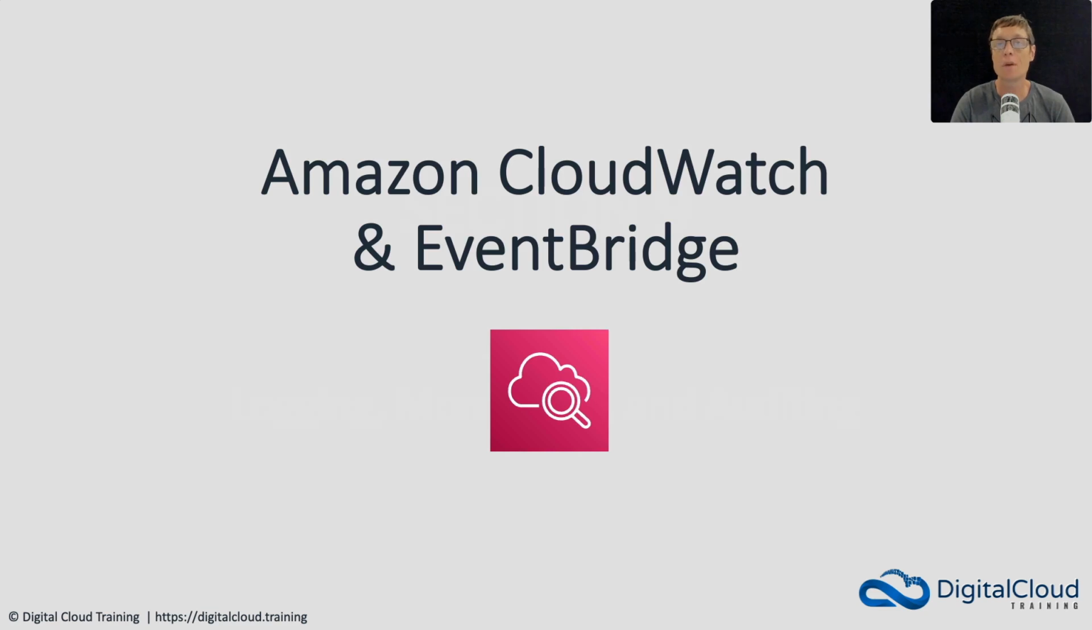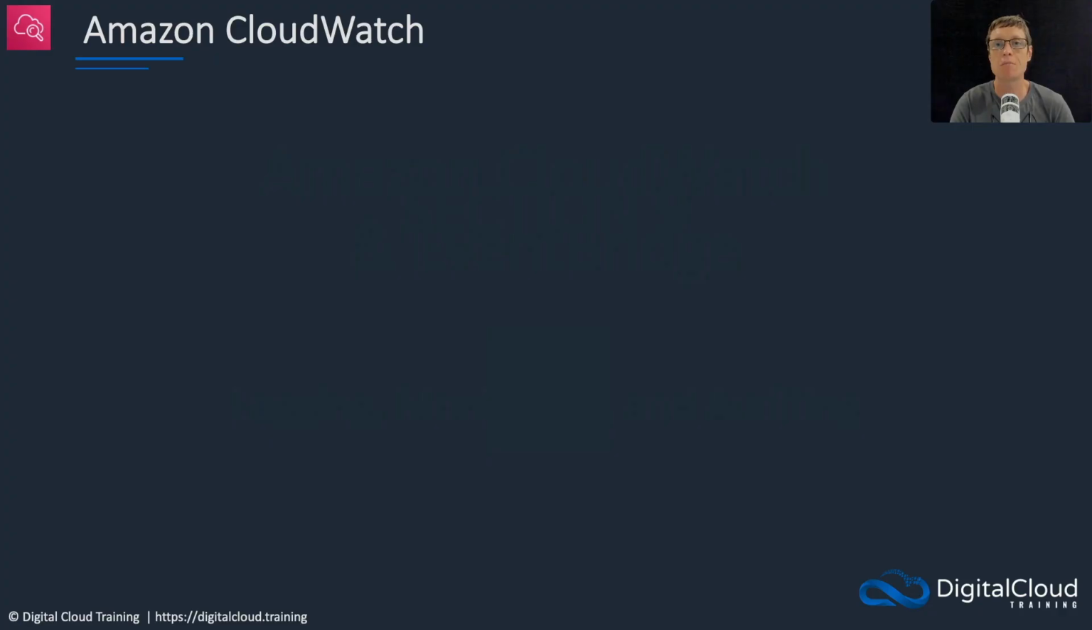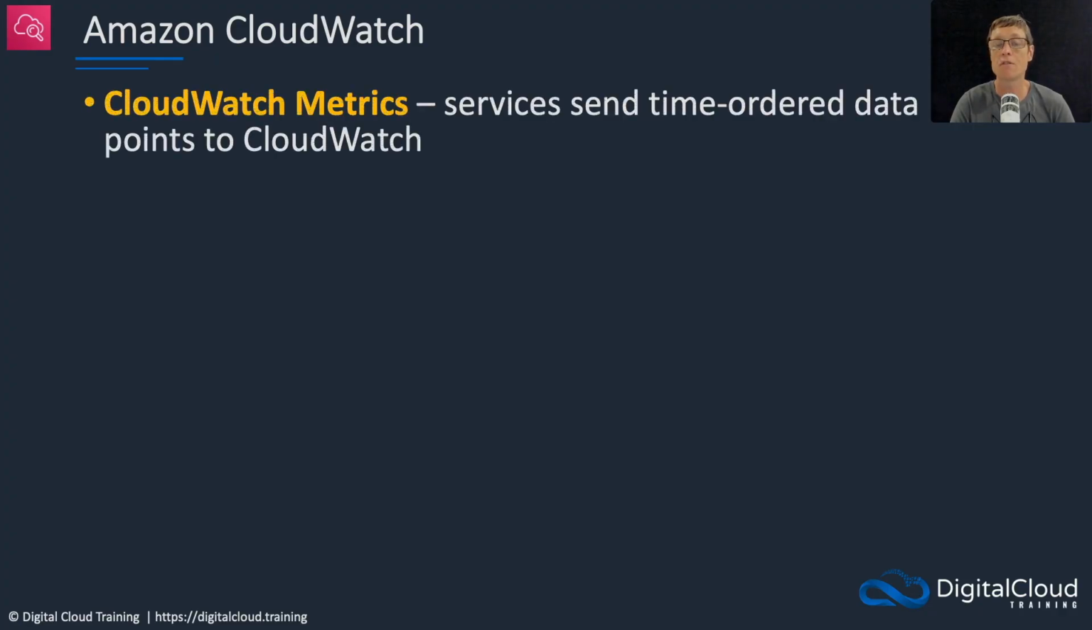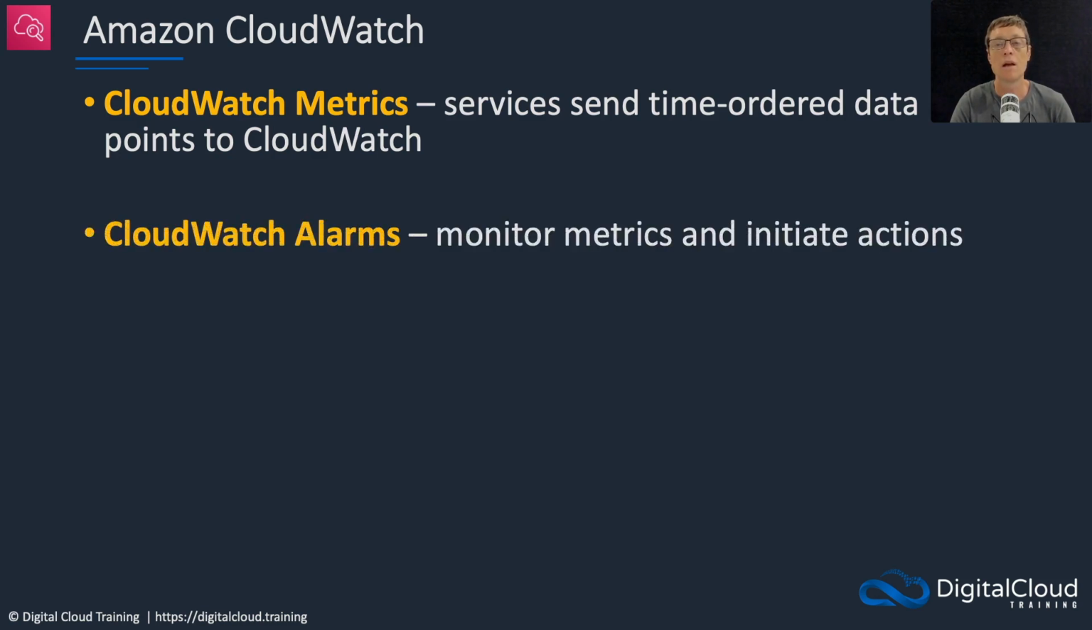In this lesson, I'll be covering Amazon CloudWatch and EventBridge. So CloudWatch is principally a performance monitoring service, and CloudWatch Metrics are one of the core features. Services will send time-ordered data points to Amazon CloudWatch. CloudWatch Alarms are a way that you can monitor those metrics and initiate actions, such as notifications, or maybe you want to trigger some kind of change in the resource.